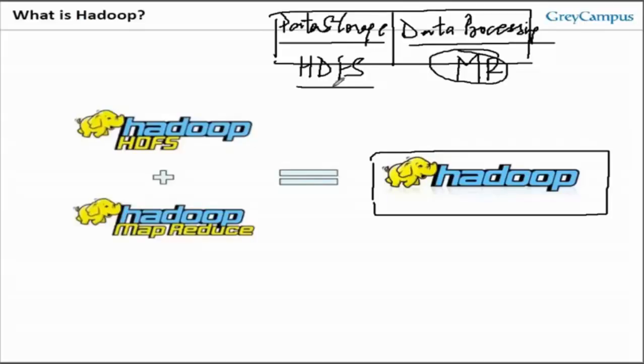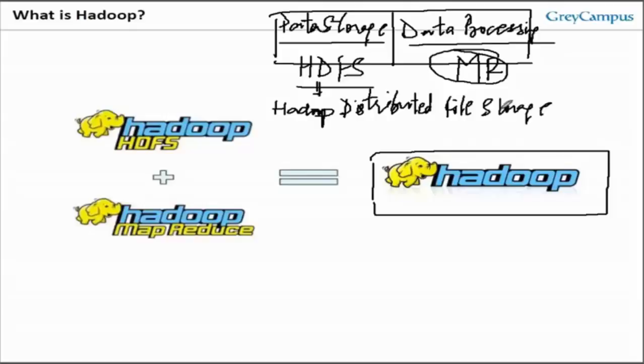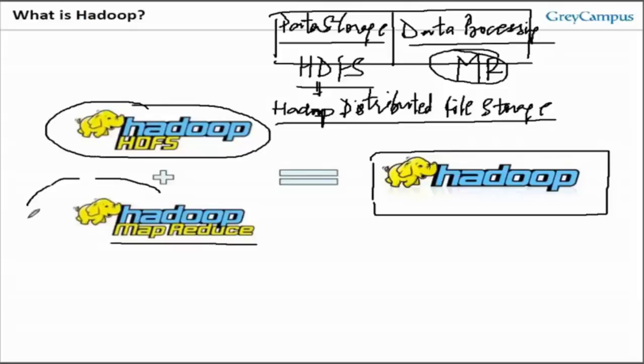So this is HDFS. What is HDFS for? It is Hadoop Distributed File Storage, and MR is MapReduce. Both of these components together form the heart of Hadoop. This stores things up. If I have a 1 TB file, how will it be stored inside HDFS?